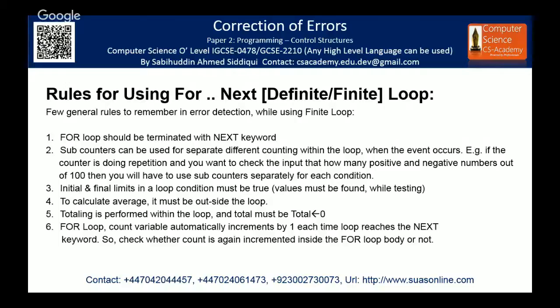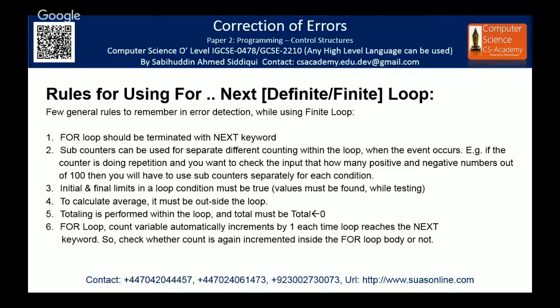For example, if the counter is doing repetition and you want to check the input to see how many positive and negative numbers there are out of 100, then you will have to use subcounters separately for each condition. Again, to make your mind clear, if you want to calculate separate items, you can use subcounters.